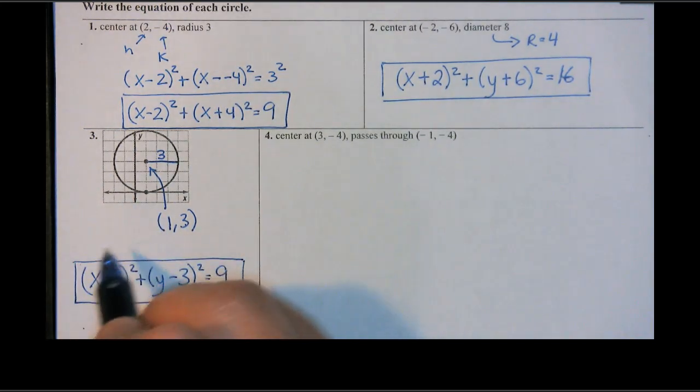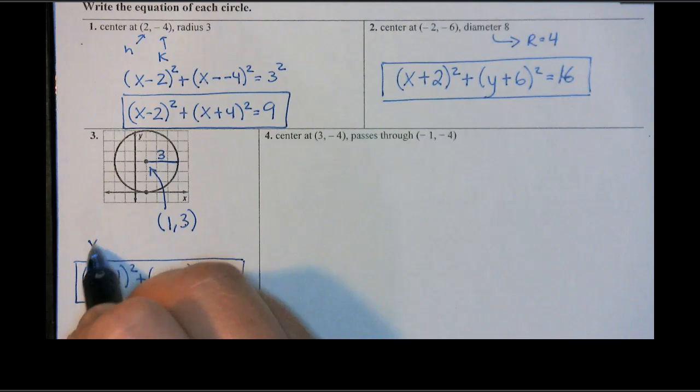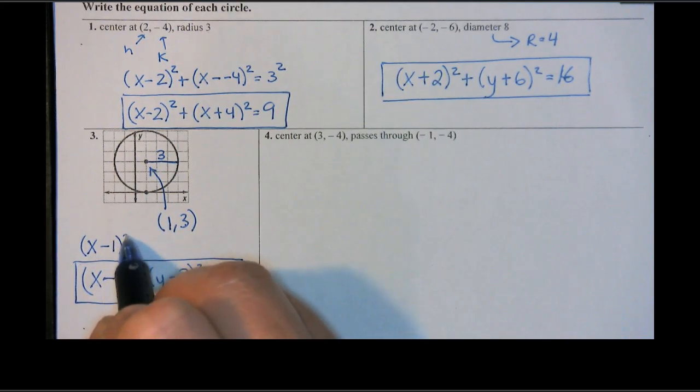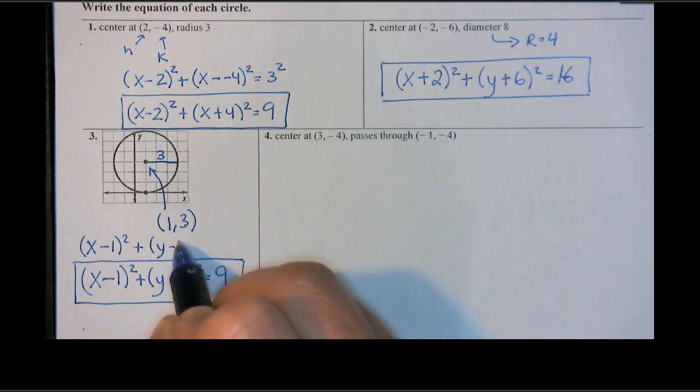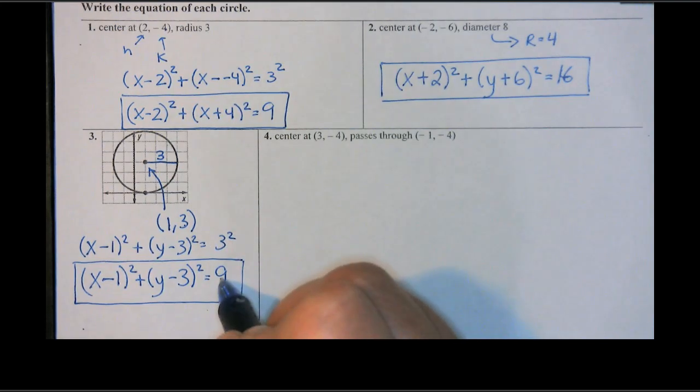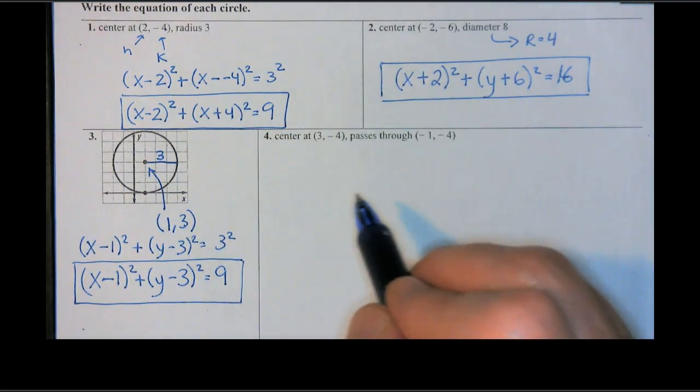So there's your equation right there. If you prefer to take one step, you're welcome to do that. Just do x minus 1 squared plus y minus 3 squared equals the radius squared, and then finalize it. That's fine. It's up to you.